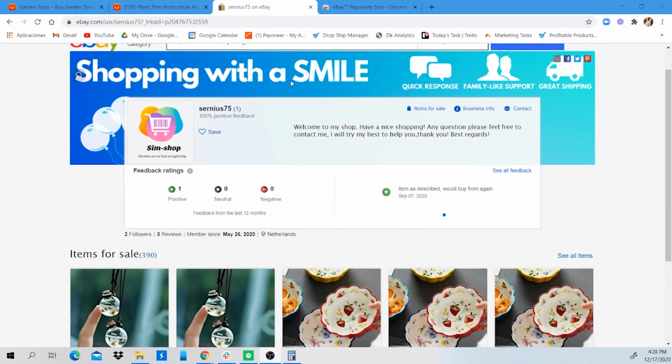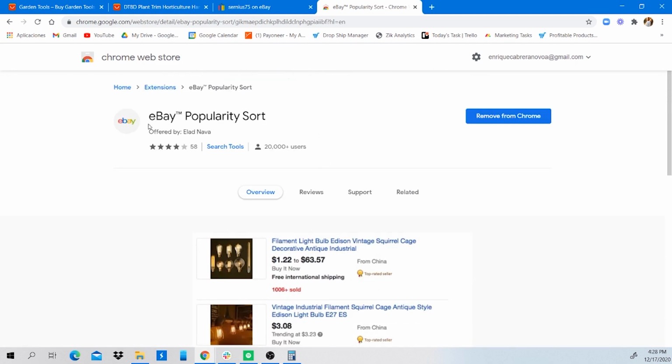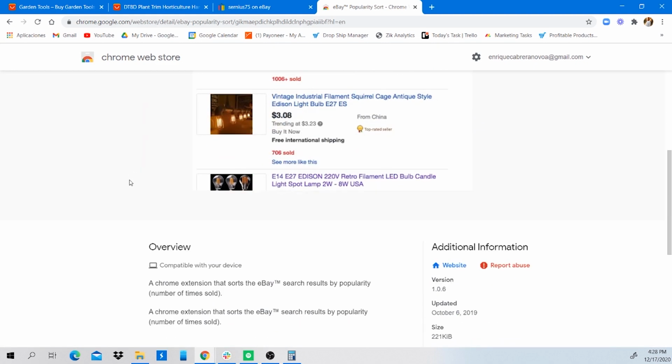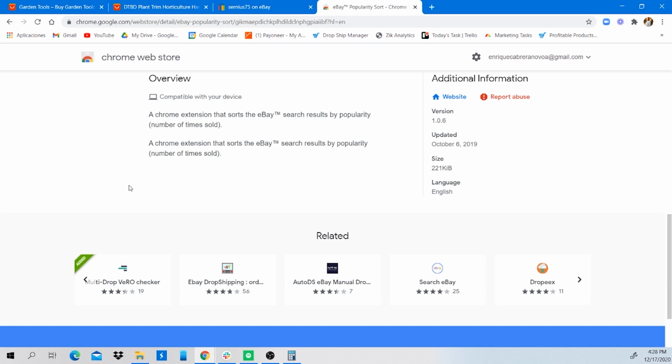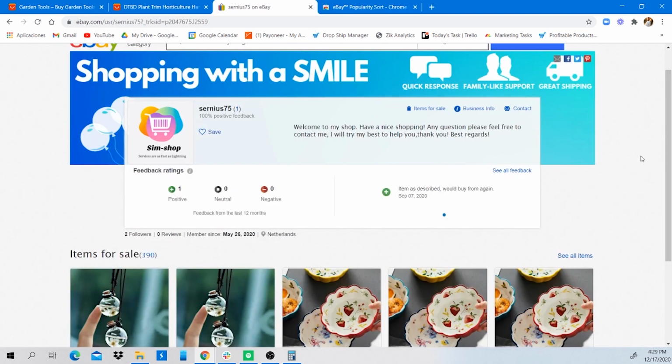But before we get into that, guys, I want to show you a Chrome extension called eBay Popularity Sort. It's going to be in the description down below, by the way. So once you have that installed, which is actually completely free, you can sort items from the most popular one to the least popular one. And obviously you're trying to search for products that have enough demand. So have this activated in order for you to find the most popular items on the seller's store.